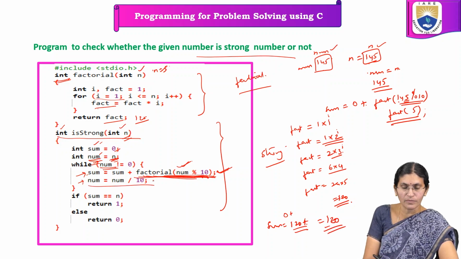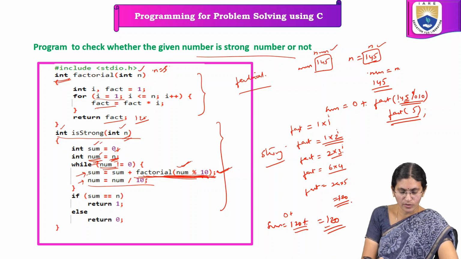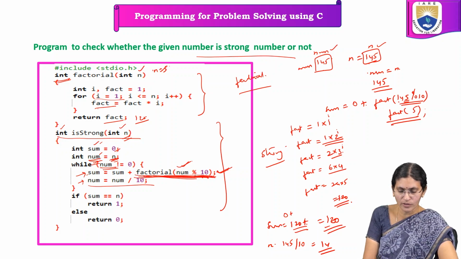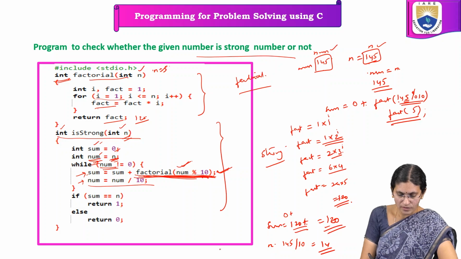Now this line will be repeated. So num is equal to num divided by 10, so 145 divided by 10 is equal to 14. In this way, with this function, the next value passed to the factorial function is 4. It will calculate factorial of 4 because 14 mod 10 is equal to 4.